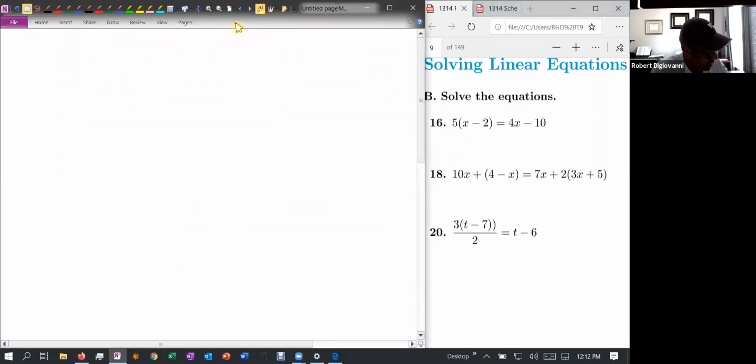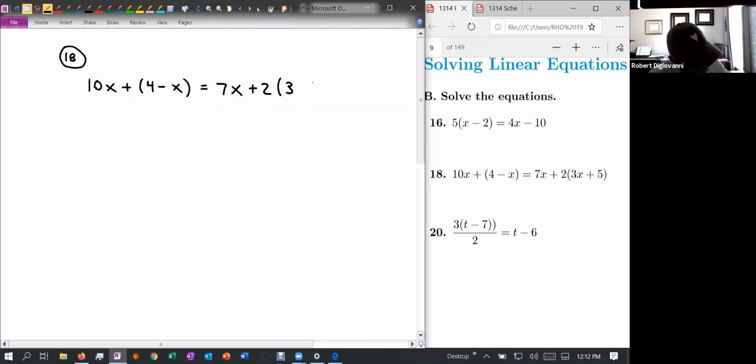All right, so number 18 looks pretty nasty. I think I want to change something in the problem, if y'all don't mind. I would like to change this plus right here to a minus. I think it'll be a more interesting problem if we change that to a minus. So I'll do it in red so that you know that's what I've changed. Okay, first step.